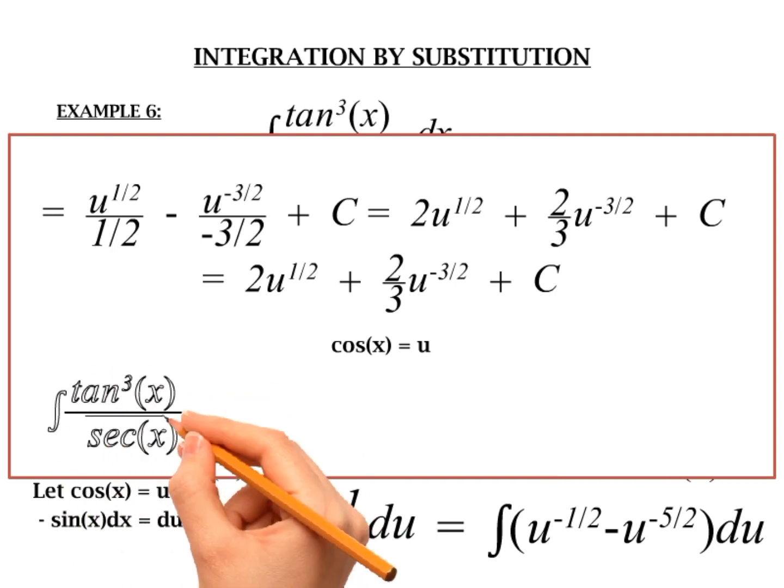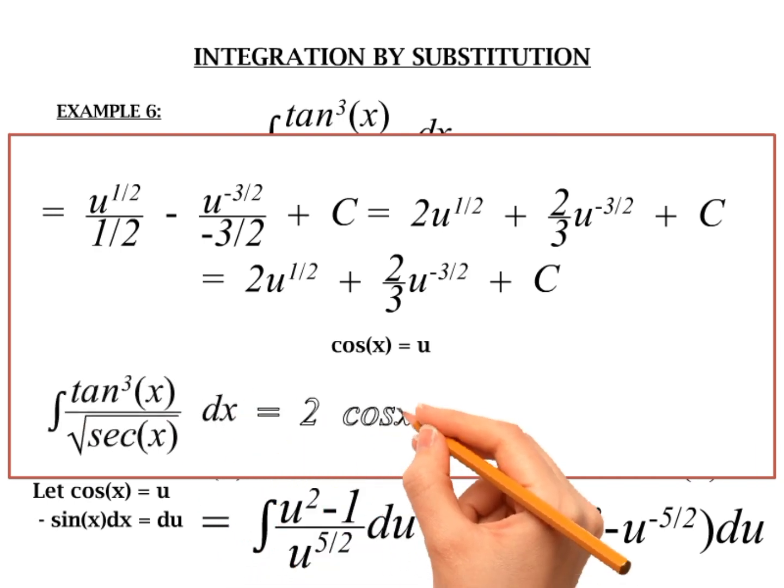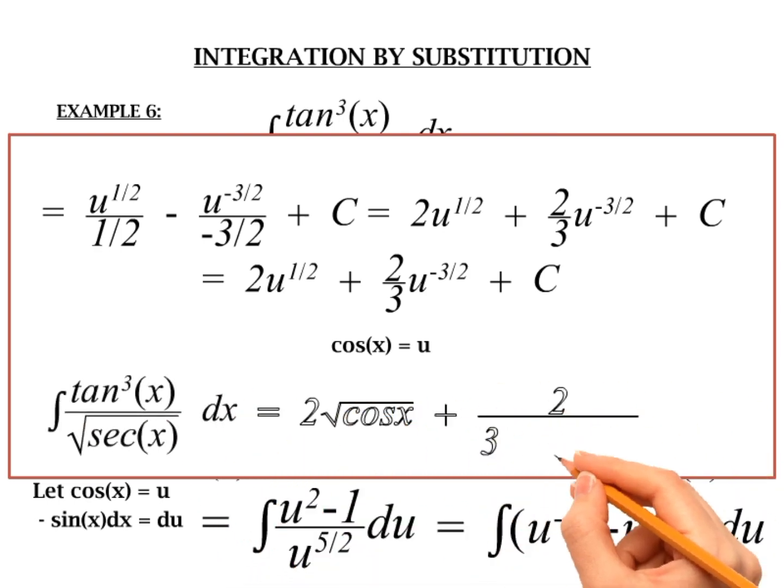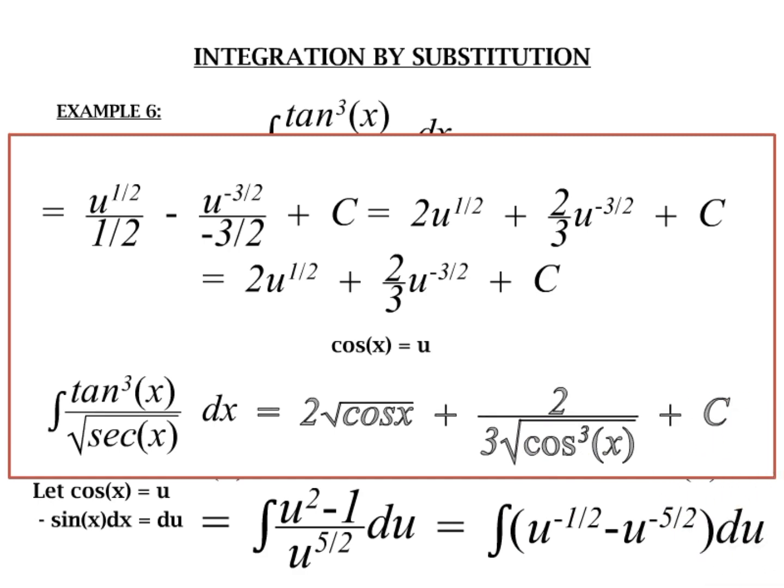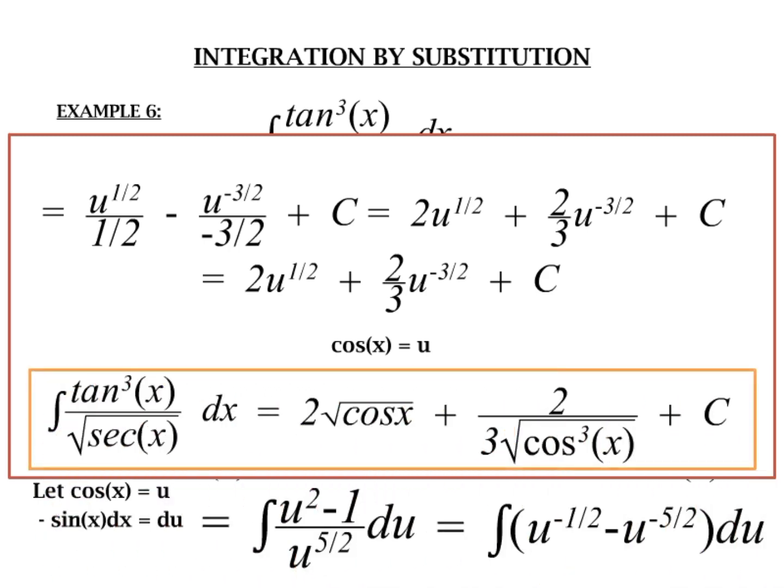By returning u equals cos x, our integral becomes 2 root cos x plus 2 over 3 root cos cube x plus c. And the solution is completed. The area of concentration in the whole explanation is how to choose the right substitute. Practice more integral questions from textbooks, it will improve your skill on the choice of substitute.